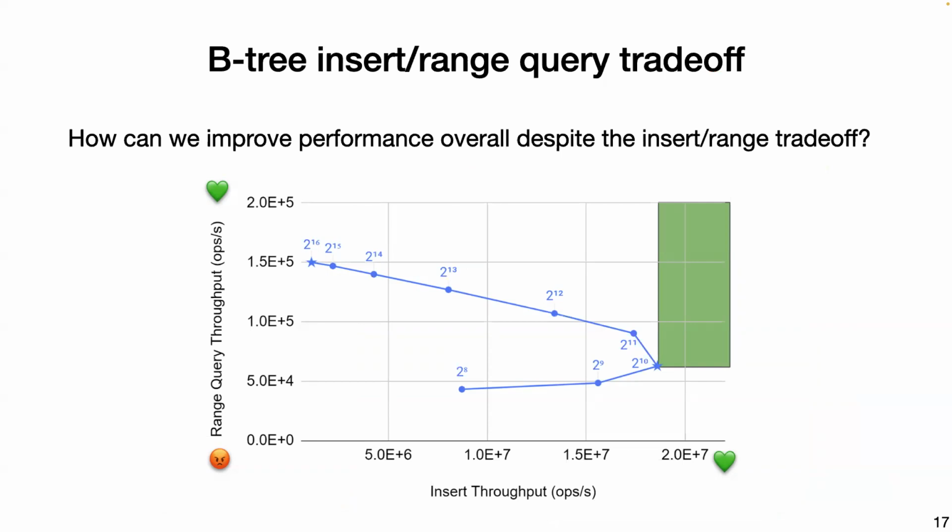So ideally, like I said, we want to improve performance to overcome this trade-off. We want to be somewhere up here.